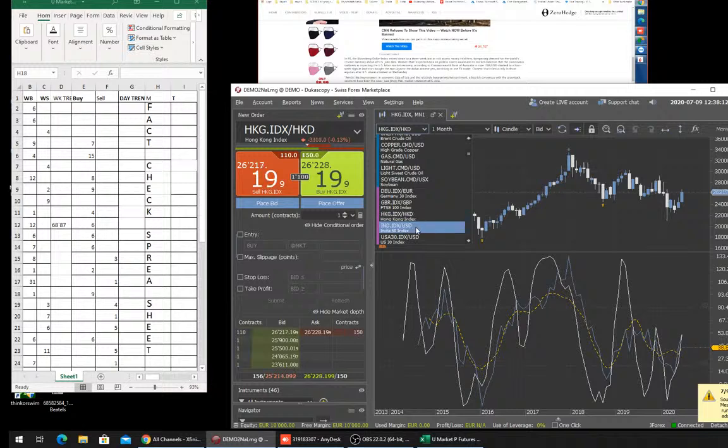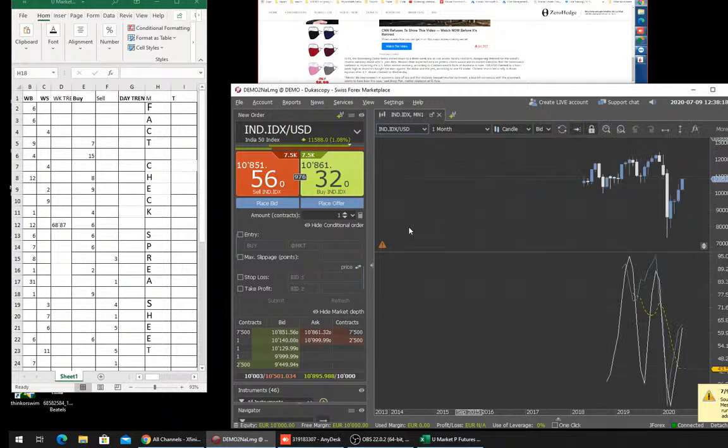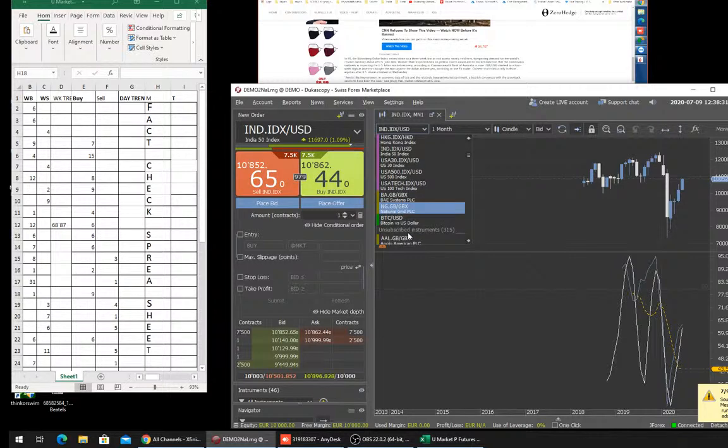That is the Hong Kong. And then that's the Nifty 50 out of India. Let's see that just for the sake of it, since we're trying to compare different exchanges. That's interesting. It's climbing up. That's a monthly. And then the rest of them are U.S. indexes. And then they go into stocks. Okay.